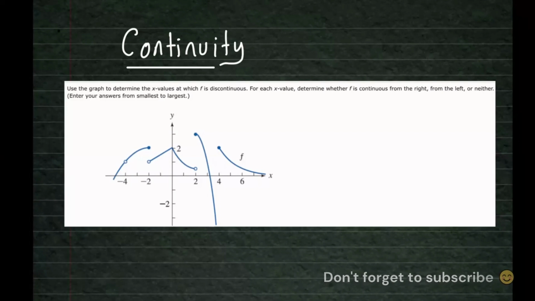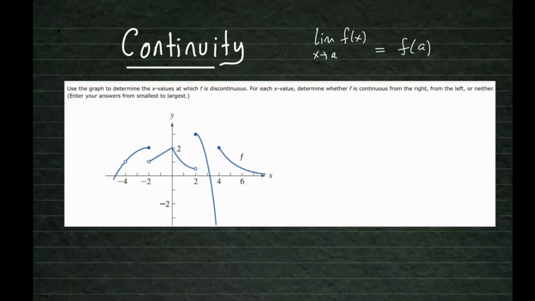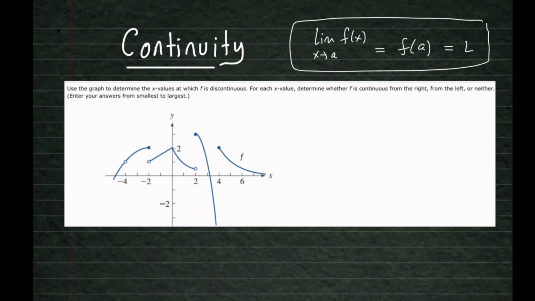The mathematical definition we like to use is we say that the limit of the function f of x as x approaches A is equal to the function value at A. So if the limit exists and it's some number L, the function value at A is also that number L. This is the way to say the function f is continuous at A.